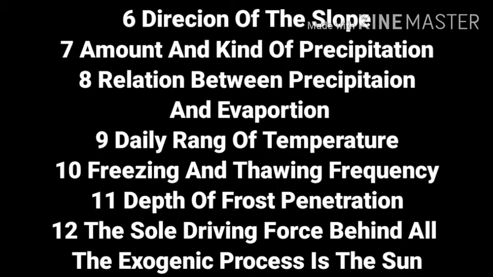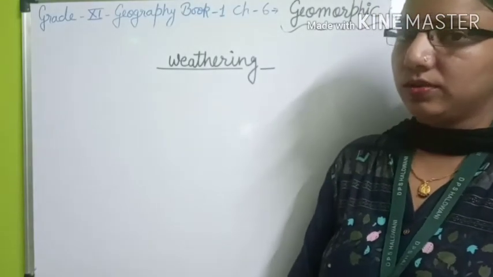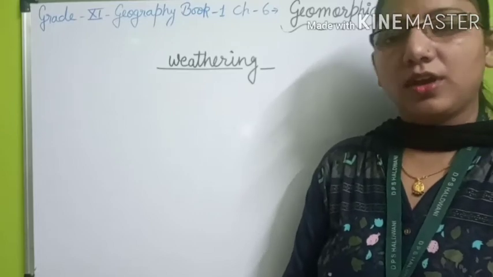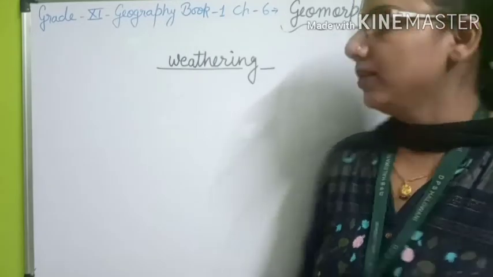Some other factors are wind velocity and direction, the direction of the slope, daily range of temperature, and the freezing frequency. The sole driving force behind all the exogenic processes is the sun. So students, hope you understood what is denudation. Now let's see the first process of denudation, that is weathering.